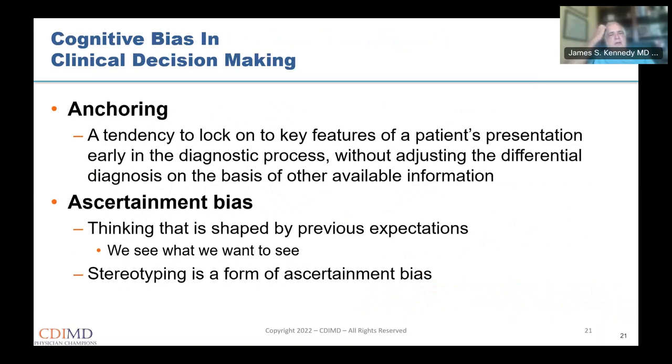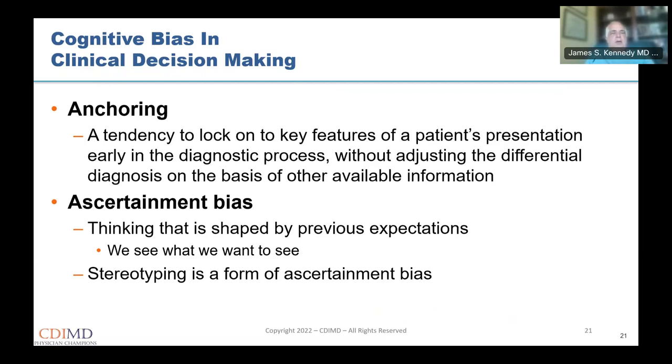We will also need to be aware of different biases that we bring to what we're doing, and be able to confront the biases if they take us down a path of inaccurate thinking. This could be a tendency to lock in on key features of a patient's presentation early in the diagnostic process without adjusting the differential diagnosis based upon new information that comes in.